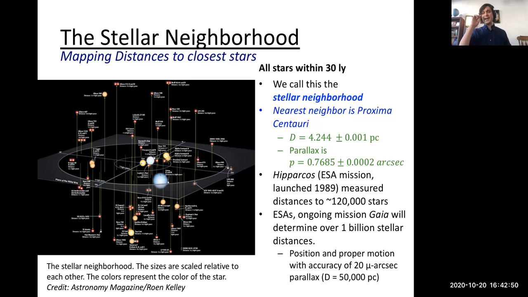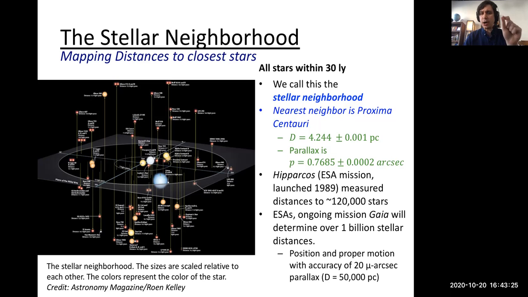So in 1989, the European Space Agency launched this amazing mission called the Hipparcos satellite. The entire purpose of this satellite was to measure the parallax of the stars. It measured the parallax for over 100,000 stars, 120,000 stars, and measured really precise parallaxes. So it figured out where in our galaxy 120,000 stars were.